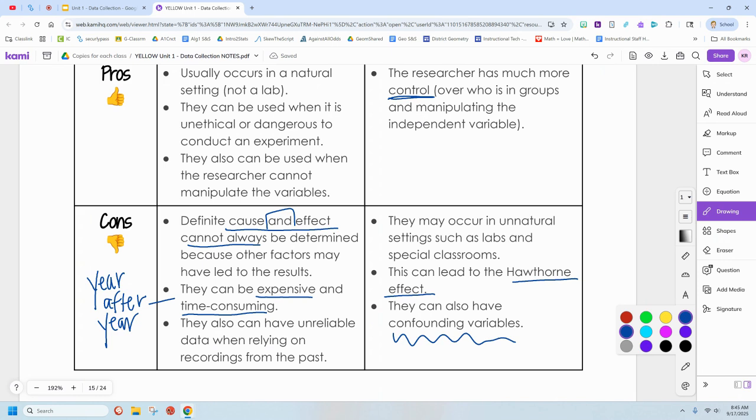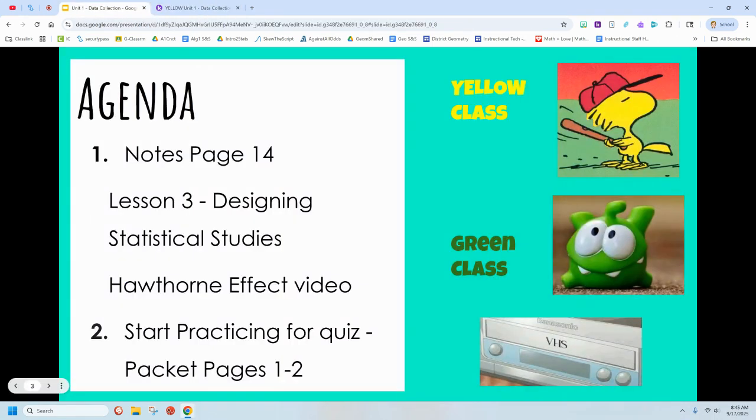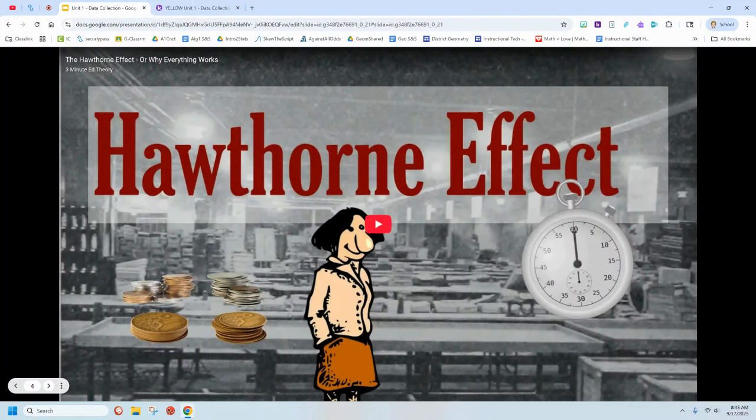All right, so in an experiment, you could have this thing that's called the Hawthorne effect. So let's go to that video. It's about 3 minutes long, and it will make total sense to you once they explain it. So I'm going to start that, but make sure my volume is decent before I do. Here we go.